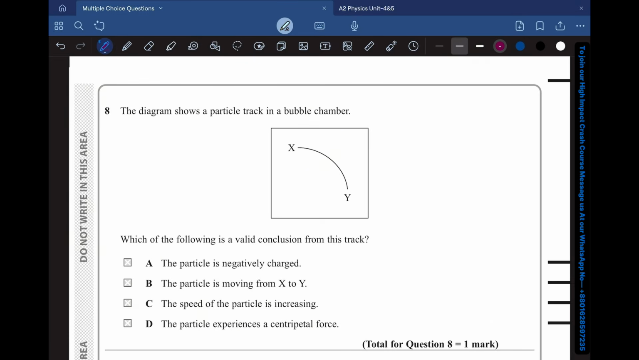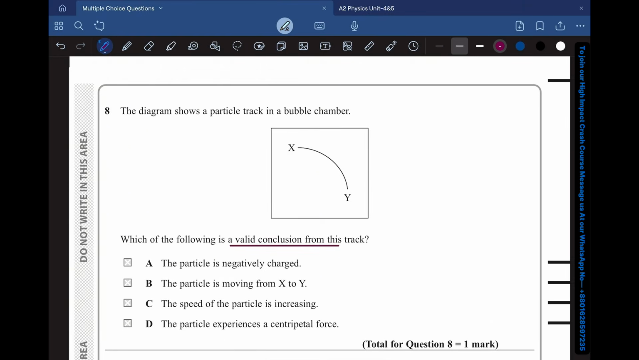Point B says the particle is moving from X to Y. They didn't give us any direction, like this or this. So we cannot say whether it is moving from X to Y or from Y to X. So this answer cannot be a valid conclusion as well. They have asked about the valid conclusion.